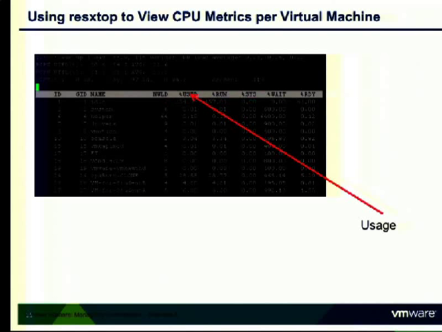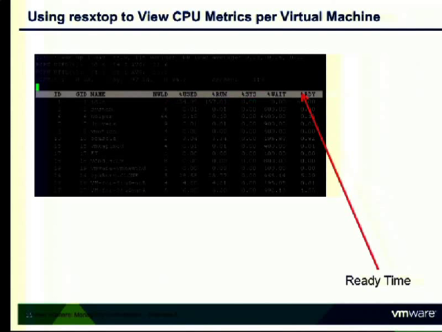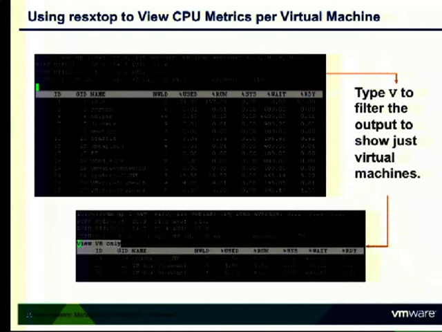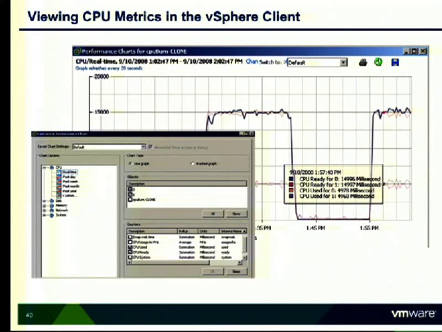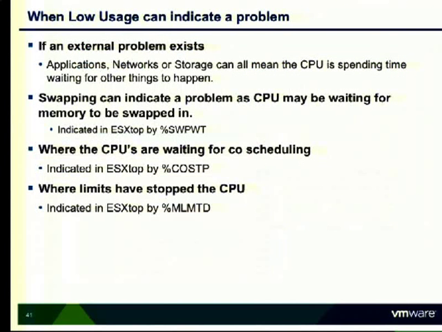More interestingly, we can see the usage, and we can also see the ready time, so we can see it at a glance. The great thing about ESX Top is we can actually drill down into individual virtual machines, so that makes it a bit more useful. And of course, that compares to the graphs within vCenter itself. Now, we've shown a high usage or a high ready time indicator here. That's not always an indicator of a problem. There can also be problems when we're seeing low usage, when we're expecting higher usage.